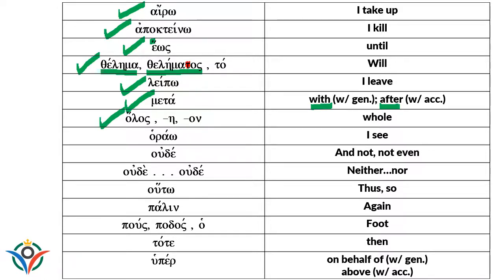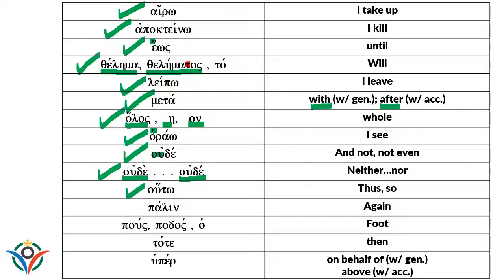Then we have holos, hole, holon, right, which is an adjective giving us the masculine, feminine, and neuter genders, and this means whole. Then we have horao, with a rough breathing mark, and that means I see. Then we have ude, and every time you see an u in a word, that tells you that it's some form of a negative idea, and as you can see there, it means and not even. And then we have this construction, ude, ellipsis, and then ude, and that is translated as neither nor.